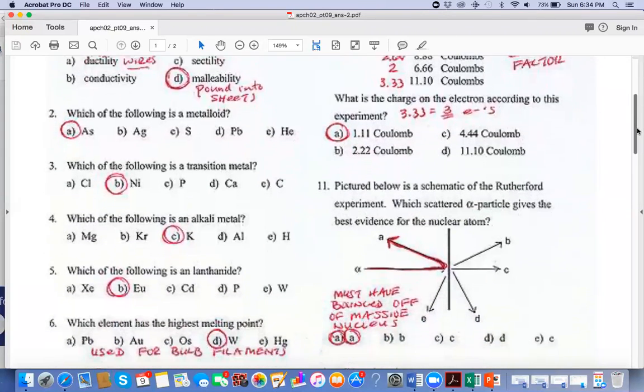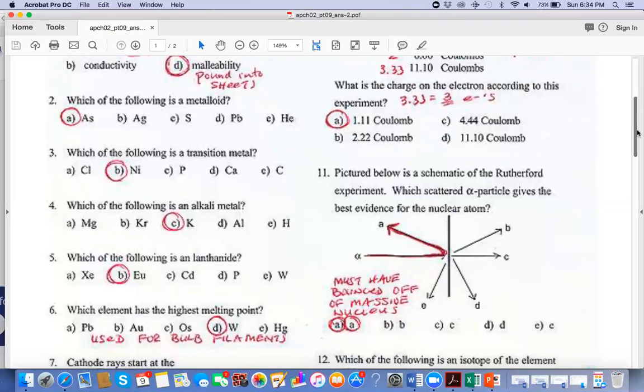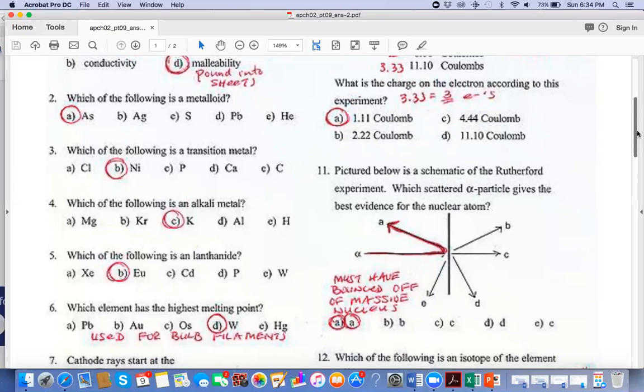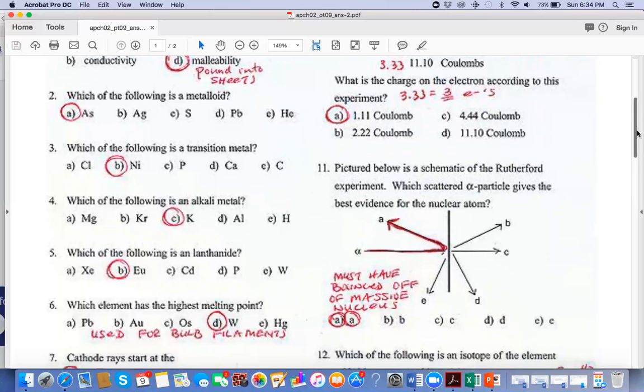Which of the following is a metalloid? In this case, As is a metalloid. All of the others are metals except for helium, which is a noble gas, and sulfur, which is a nonmetal. Which of the following is a transition metal? Nickel is a transition metal. Which of the following is an alkali metal? That would be potassium.